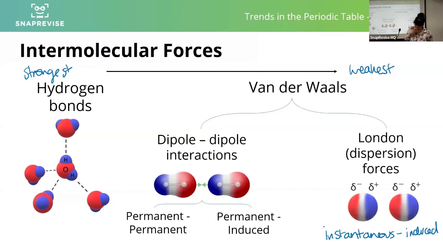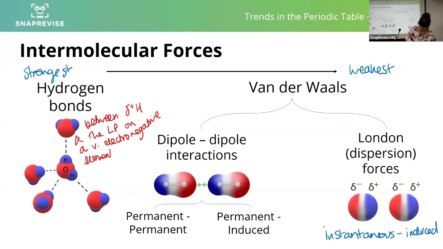To go red. It's the attraction between a delta positive hydrogen, so a partially positively charged hydrogen, and the lone pair, LP, on a very electronegative element, specifically oxygen, nitrogen, or fluorine. If oxygen, nitrogen, or fluorine isn't attached to that hydrogen, that hydrogen won't be delta positive enough. That's when hydrogen bonds form.